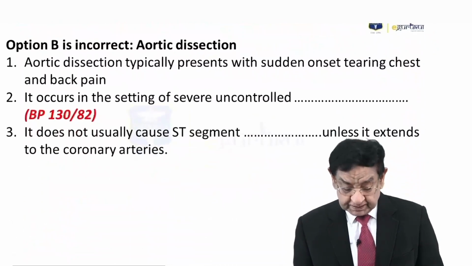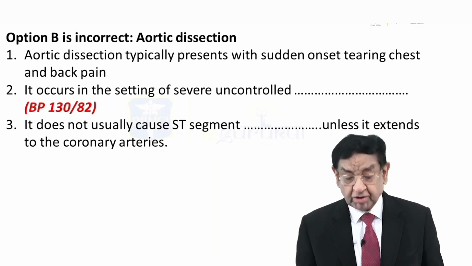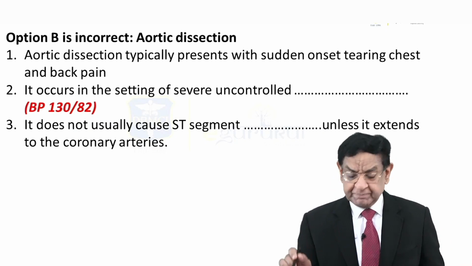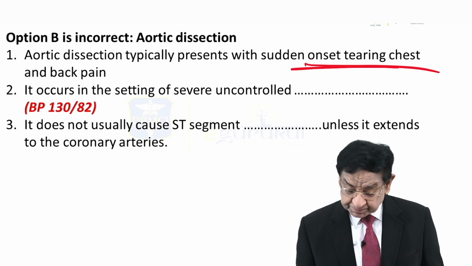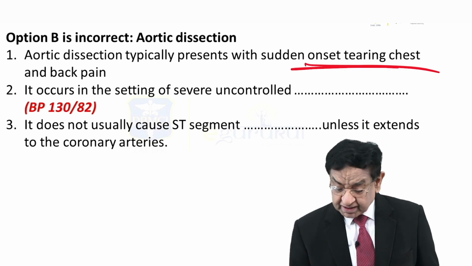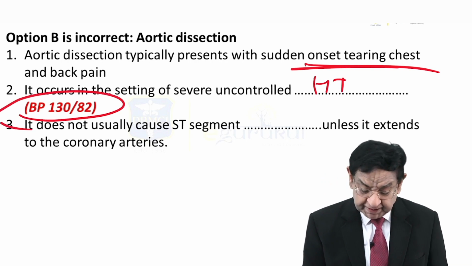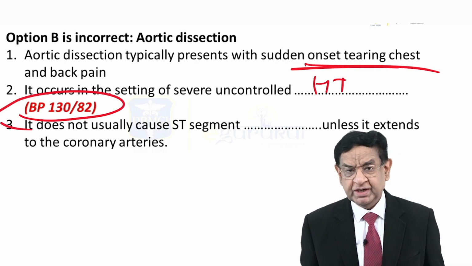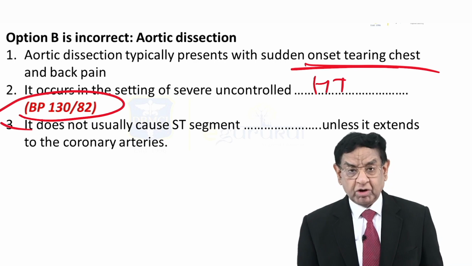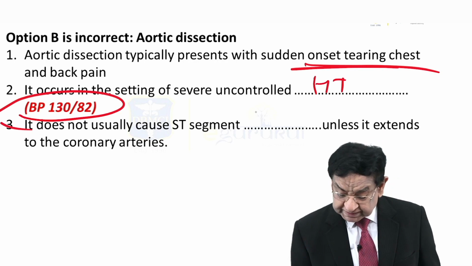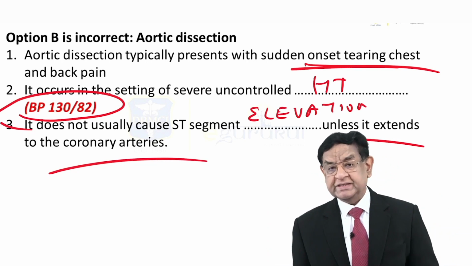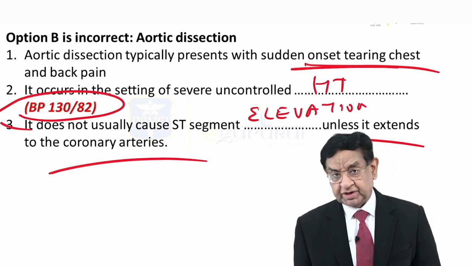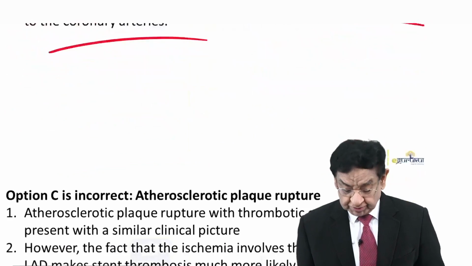Then option B, aortic dissection, is incorrect. It typically presents as a tearing chest pain, not the crushing chest pain that we get in acute myocardial infarction. And moreover, it always occurs when uncontrolled hypertension is there. But in our case, the BP is normal. It shall rule out the possibility of aortic dissection. And normally, aortic dissection does not lead to ST elevation unless it has extended to the coronary artery. Otherwise, ST elevation in ECG is not a finding. So this again is ruled out.